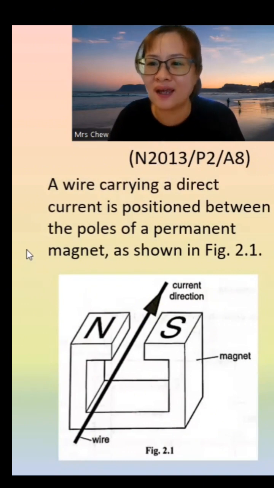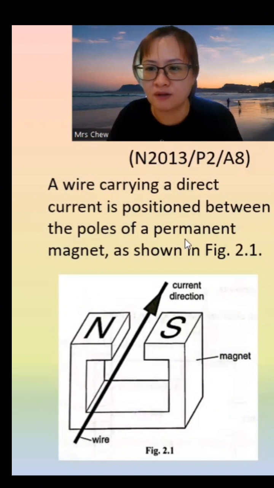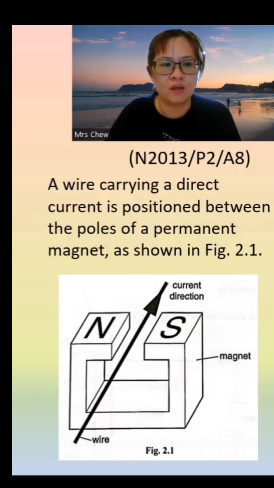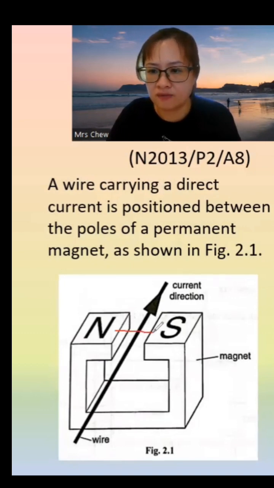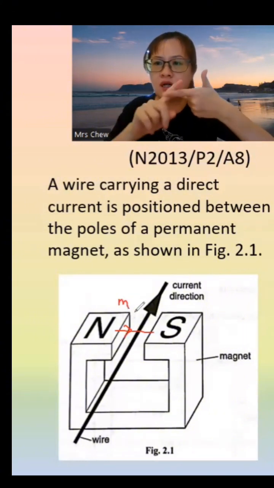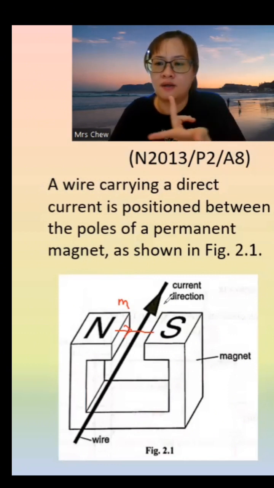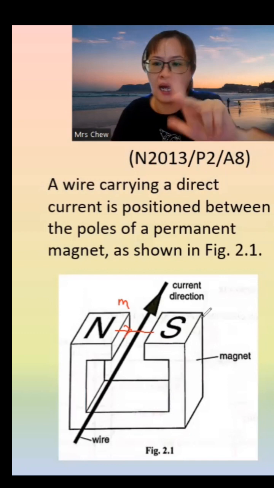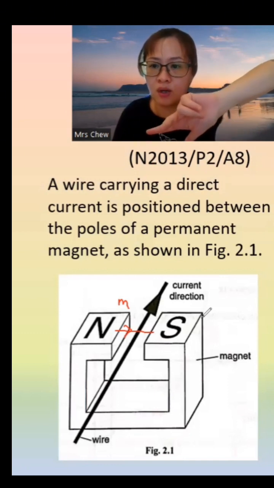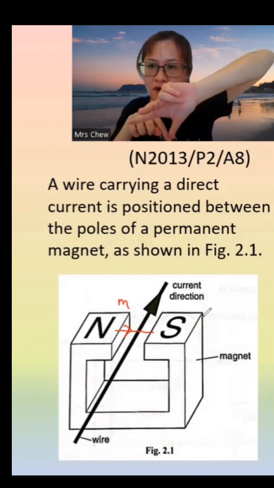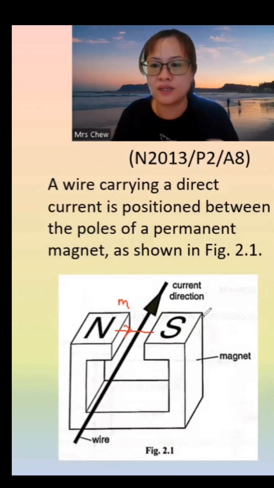So a wire carrying a direct current is positioned between the poles of a permanent magnet. So for north to south, this is the direction of the magnetic field, which is your second finger, okay? The direction of the current will be your third finger, which is pointing away from you, okay? And then the north is this way. So can you see where is the direction of my force? The direction of my force is downwards, okay?